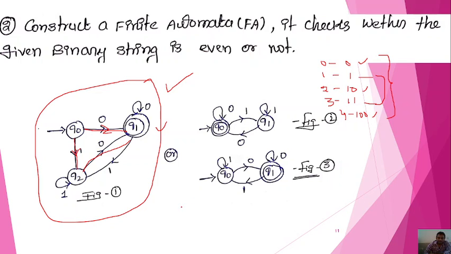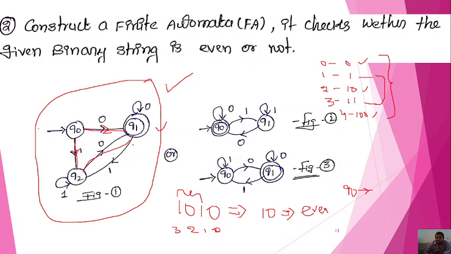For example, let me check some small number, 1010. The equivalent decimal value uses 2 power 0, 2 power 1, 2 square, and 2 cube, so that is 8 plus 2, which is 10. So the equivalent decimal number is 10, which means this is an even number. Now let me check whether it is accepted by our finite automata or not. If it is accepted, our construction is good, otherwise wrong. We always start checking any string from the initial state.